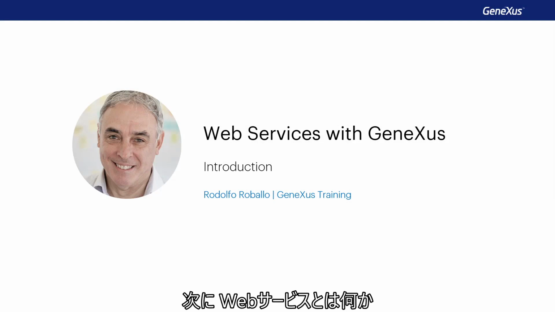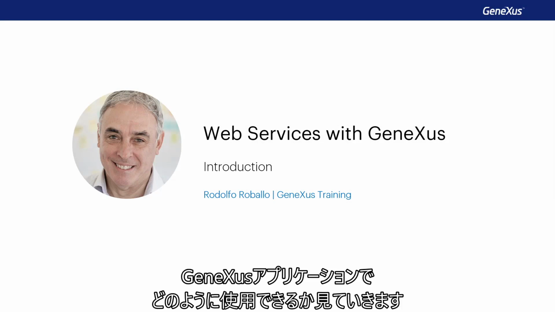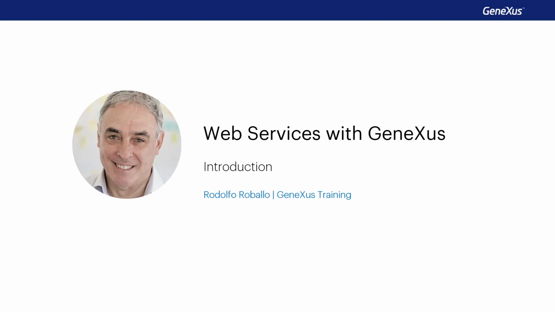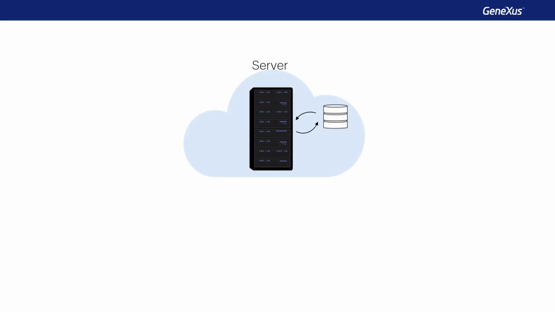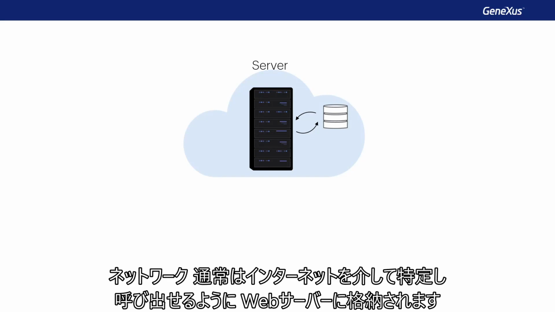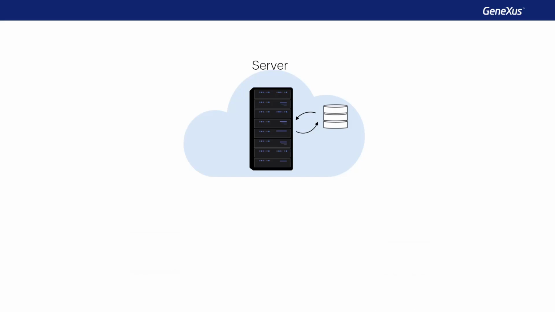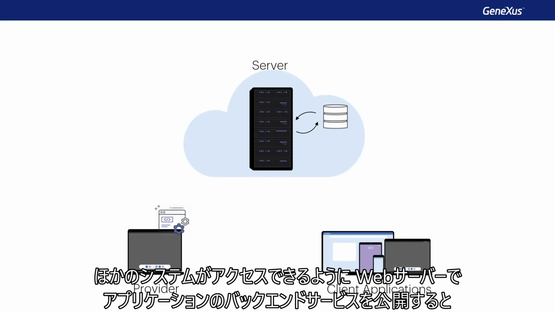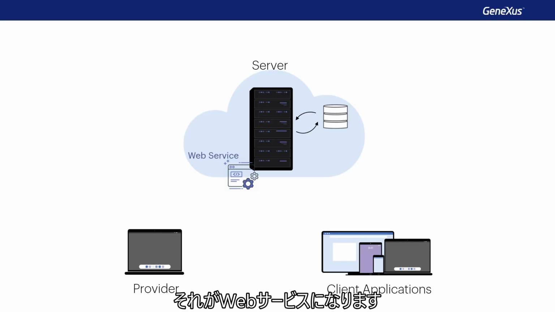Next, we'll see what web services are and how they can be used in a GeneXus application. Web services are programs that provide useful functionalities to other programs and are stored in web servers so that they can be located and invoked over a network, usually the Internet. When we publish the backend services of our application on the web server so that they can be accessed by other systems, they become web services.